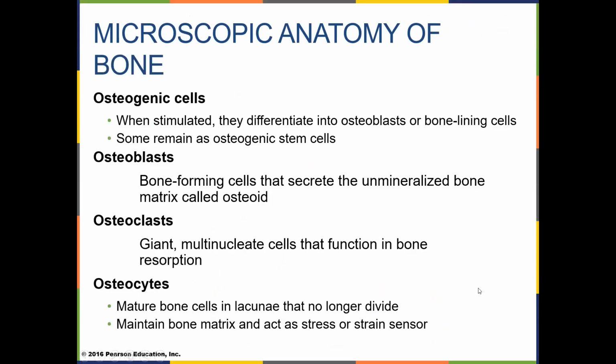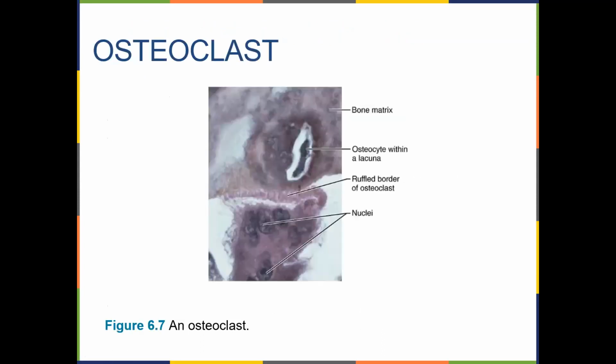So, osteogenic cells, osteoblasts, osteoclasts, and osteocytes. One of the things about the osteoclast is they are very, very large cells, and they have lots of lysosomes present inside of it, because they're going to release those digestive enzymes in the lysosomes to dissolve the calcium, so it can be captured. And then, of course, you have the osteocytes, the living bone cells.